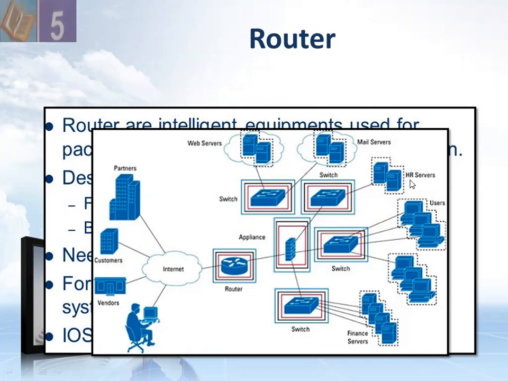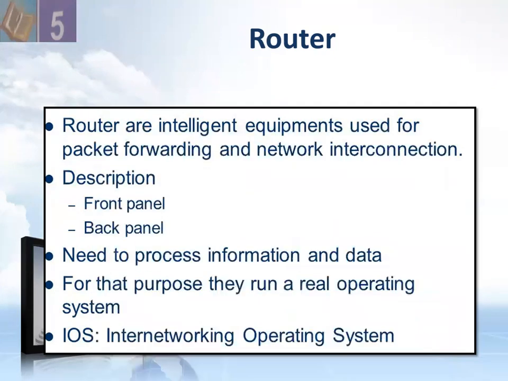So a router is a communication device which is used to connect two or more networks. So most of the networks are connected over the internet. When the computer is sending data to another computer on the internet, the router receives the data packets, looks for the remote computer address and forwards it to the computer that is closer to the remote computer. So routers are intelligent equipment used for packet forwarding and network interconnection.